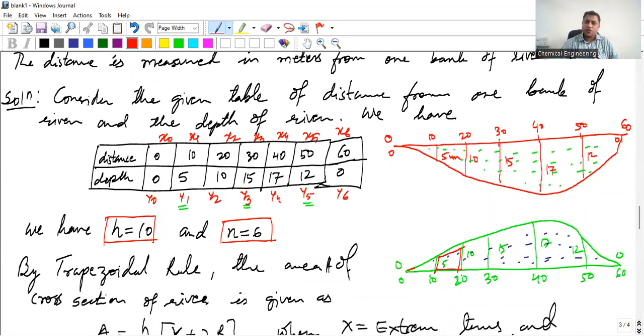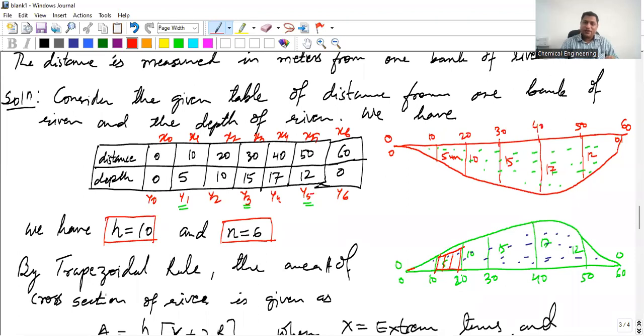In Simpson's one-third rule, this trapezium is divided into two sub-intervals, and that's why the number of sub-intervals in the Simpson's one-third rule is a multiple of 2, that is, even. In Simpson's 3/8 rule, we divide this same trapezium into 3 smaller trapeziums, and that's why the number of subintervals must be a multiple of 3.